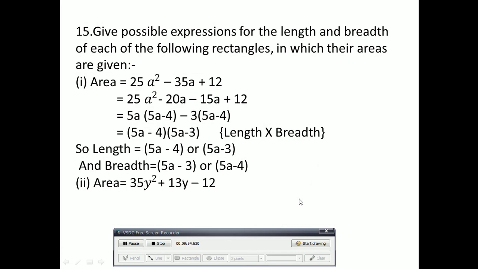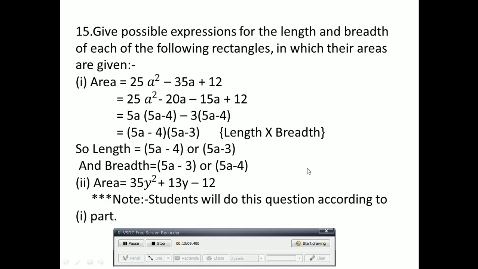Students, now you will do the next question similarly as your homework. Again we have given the area, and again you will find the factors by splitting the middle term and then apply the same thing as part first. Clear? Now we are moving on to question number 16.